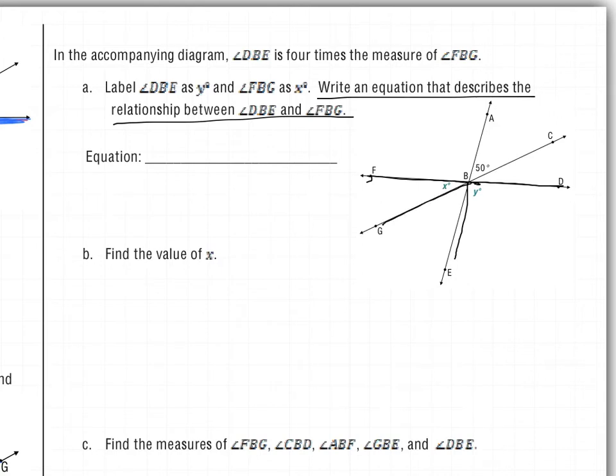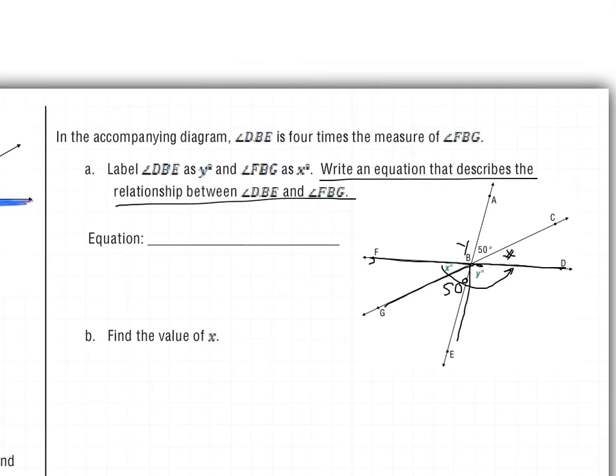So looking at that, it looks like the only relationship we would be able to do that involved both of them would be this whole piece here. But thinking through this really quickly, we want to recognize and label what we can. This is a vertical angle, so this one's going to be 50 degrees. This is a vertical angle, so this is going to be y degrees. This is a vertical angle, so this is going to be x degrees.